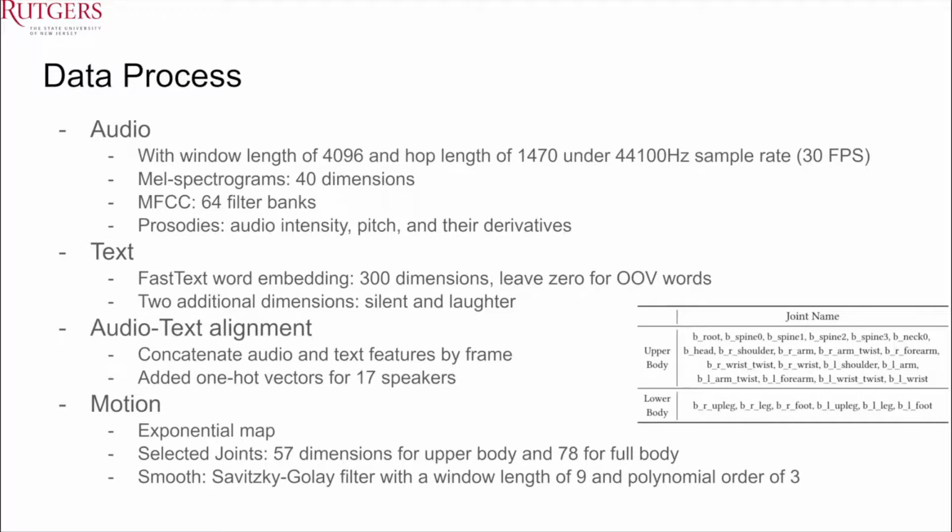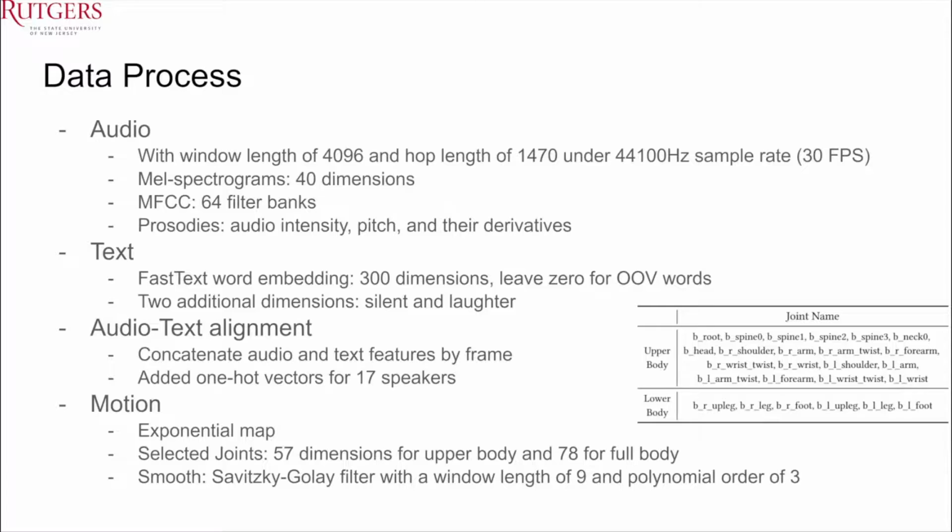We use the exponential map as our motion representation. For the upper body, we selected 19 joints. We add 6 lower body joints and root positions for the full body. The joint names are listed in the table. The finger motions are excluded because the finger data is not as accurate as other joints. Finally, the upper body pose has 57 dimensions, and the full body has 78 dimensions.